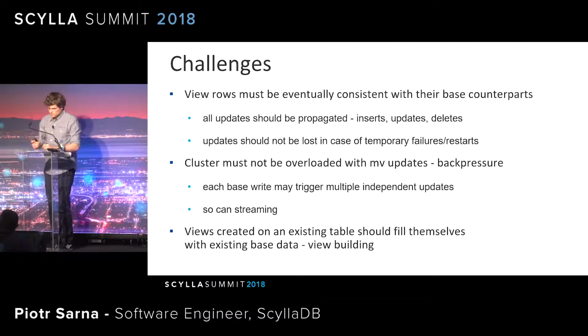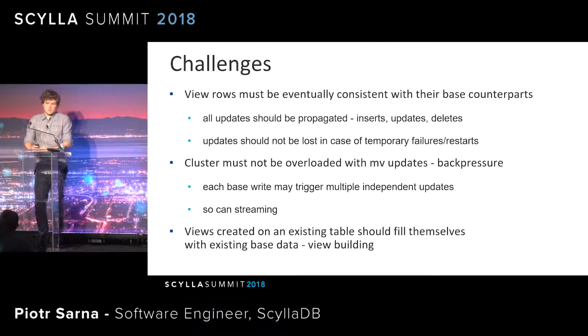All right. Now that we know that materialized views are useful and cool, there are also challenges to overcome, and we overcame them all. First of all, consistency. If we create a materialized view, we expect all the data in this view to be synchronized with what's in the base table. We don't want some ghost rows to appear or some rows to go missing. We also need to be resilient to node failures. If in the middle of the operation one of the nodes fails or restarts, we don't want to lose some of the updates and get inconsistent.